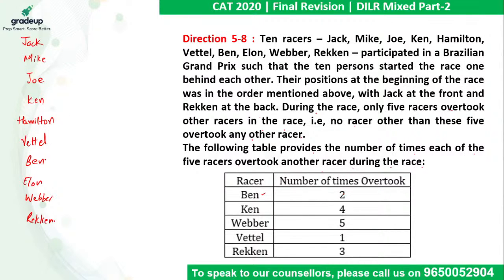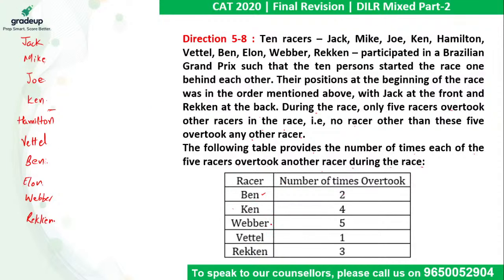Alright, so if Ben overtook 2 racers, there is a possibility that none of them came ahead of Ben. So Ben at most can reach this level, right? So this is the maximum level that Ben can attain. So Ken overtook 4 racers. So Ken is here. In front of Ken, there are only 3 racers. Ken can overtake 4 racers if and only if someone comes ahead of Ken, right, which must be out of these people who are behind him.